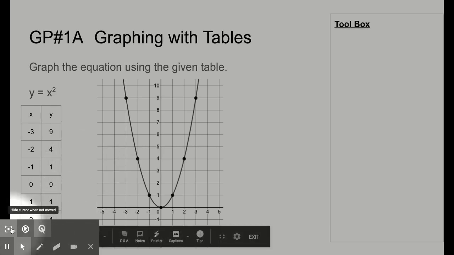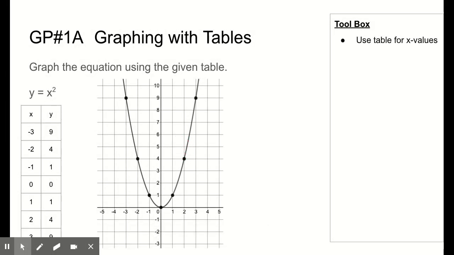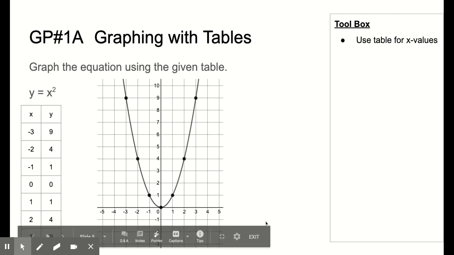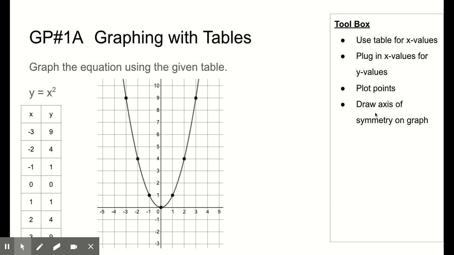Okay, so first thing is to use the table for the x values. So you have to be given those x values. You will then take those x values, plug the x values in to find the y values. So we have to substitute those x values into the equation for x, and then we get our output, which is the y values. We will then plot those points on the graph. Always make sure you draw the axis of symmetry. Now, something else that is not typed in here that you definitely need to make sure that you add is to make sure that you're putting parentheses around the numbers that you're plugging into the functions.